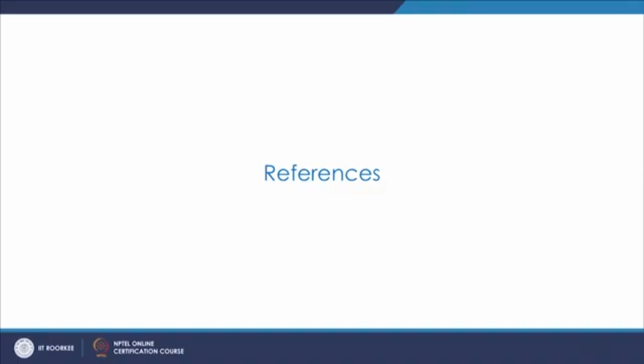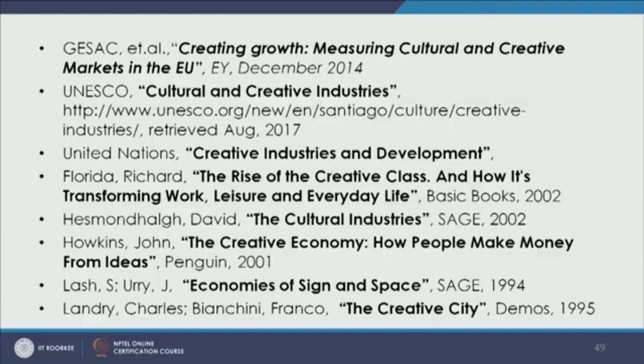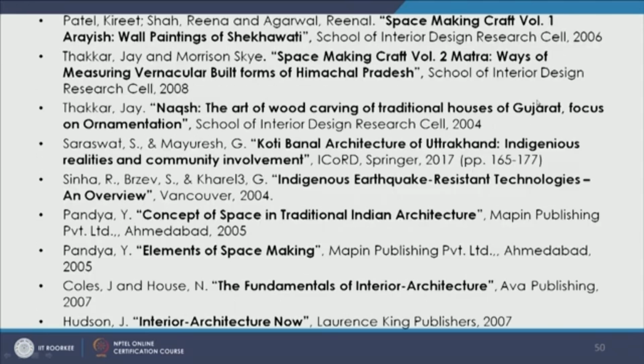And now some references. Now references are a summation of the entire week's discussion, and they are just put together. So I am going to browse through them. This focuses on creative and cultural industries largely. Then we have space making crafts, and we have different kinds of interior architecture styles, especially Uttarakhand, because we saw a lot of examples.